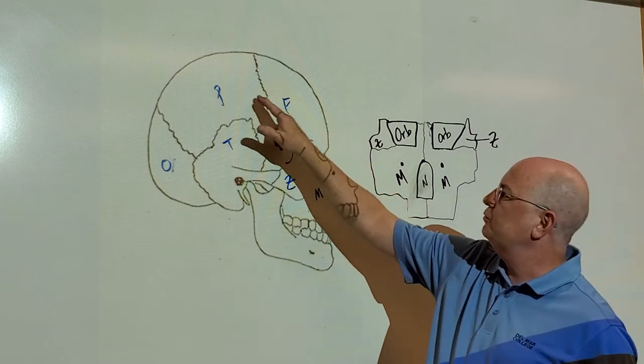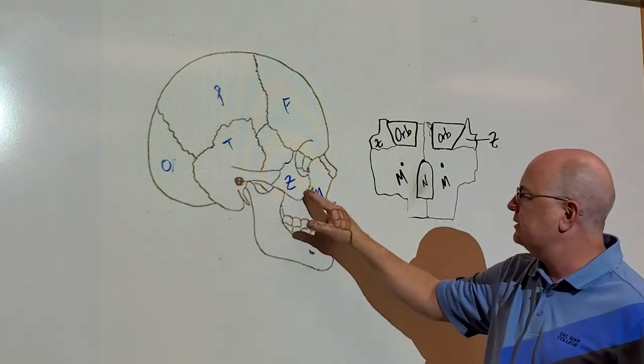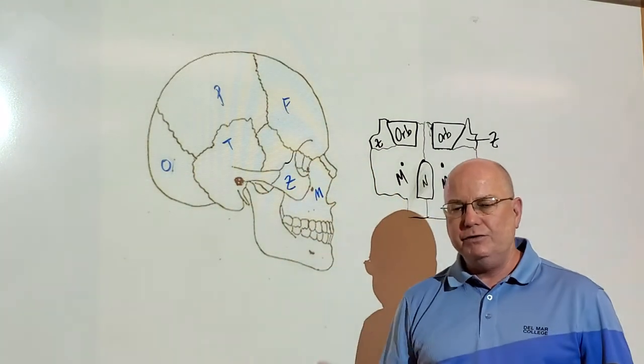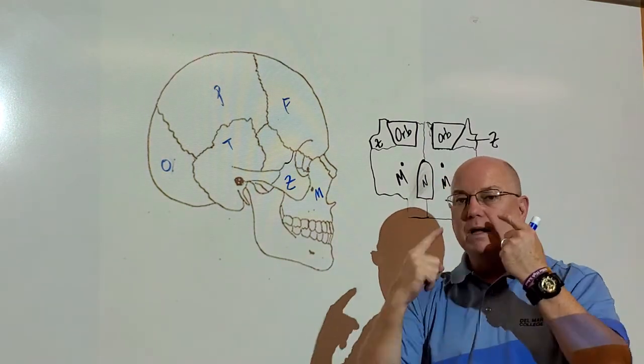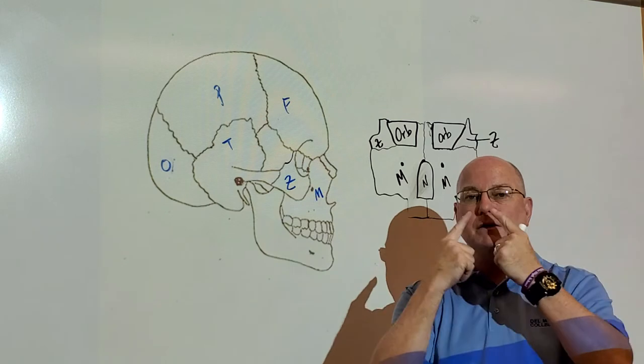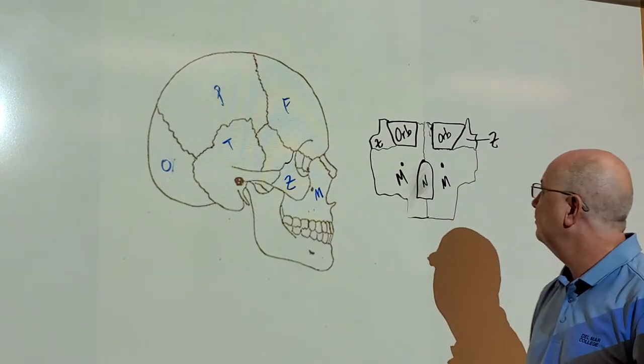So frontal, parietal, temporal, occipital, maxillary, and zygomatic. And if you touch a skull, you can say frontal, parietal, temporal, occipital, maxillary, zygomatic, okay?